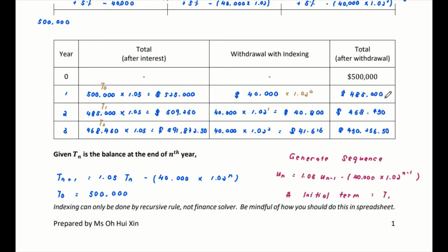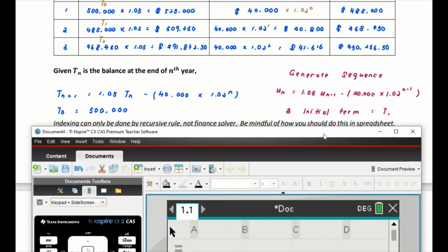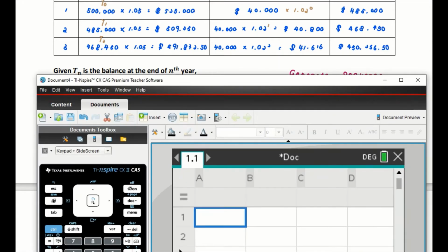Alright, I'm going to show you the other way of pressing this as well. Every time I show you spreadsheet, I show you two ways, right? One is by putting the formula using A1, B1 kind of thing. That is very useful in this situation, so you are not confusing yourself. The other one is using generate sequence, but just remember that the initial term that you are using must be T1. Alright, so let's start with our calculator here before we move on to the example. First, let's try out our generate sequence. This is the one that you are more familiar with.